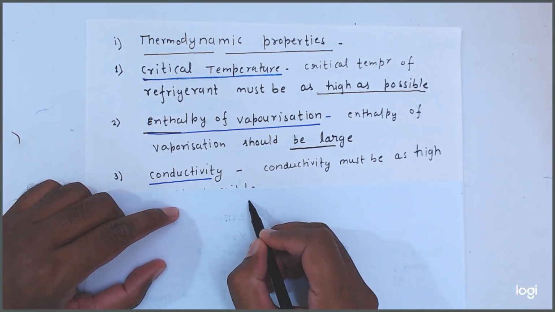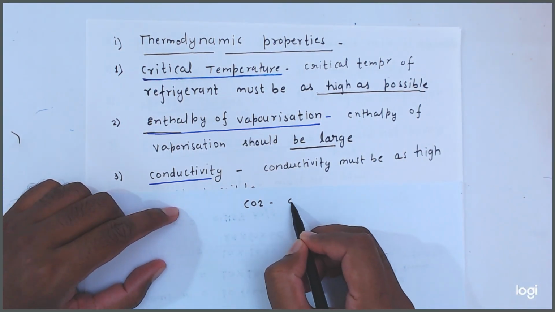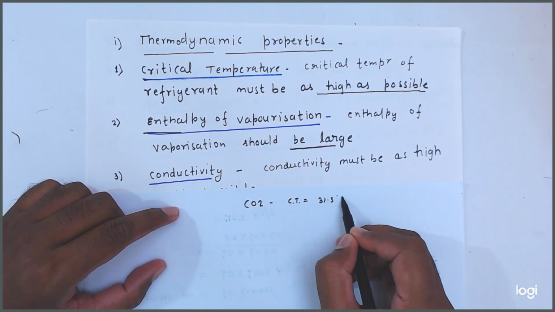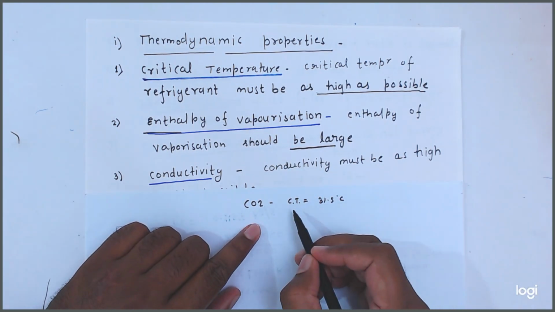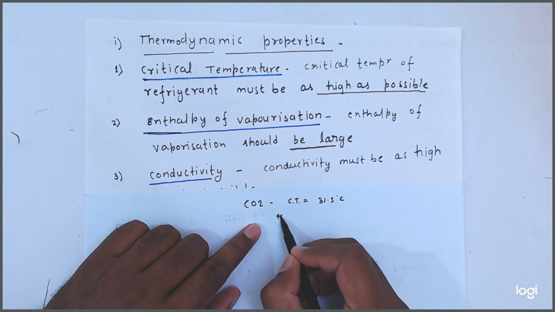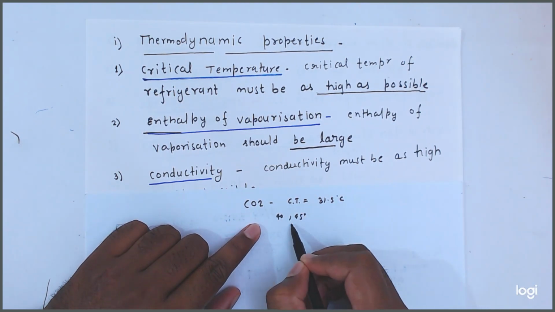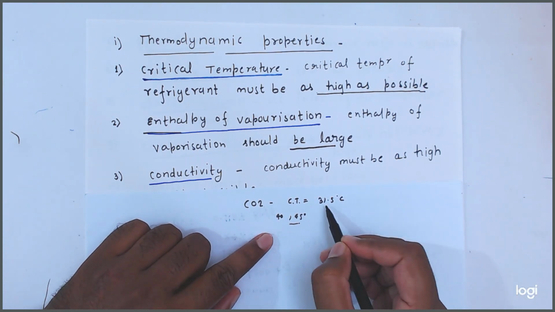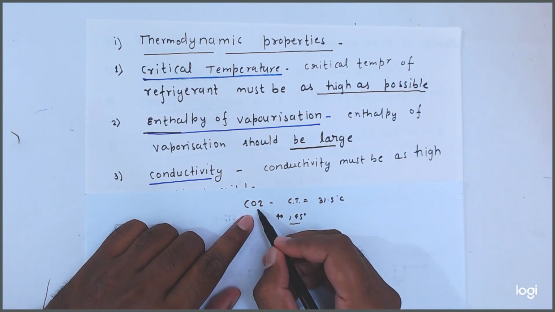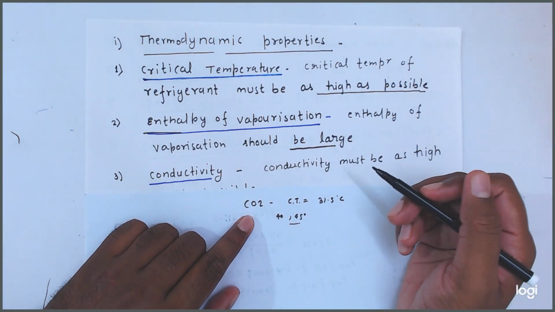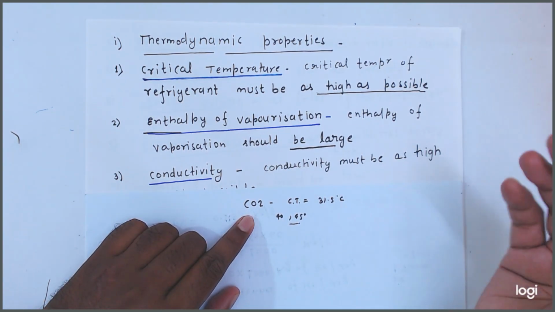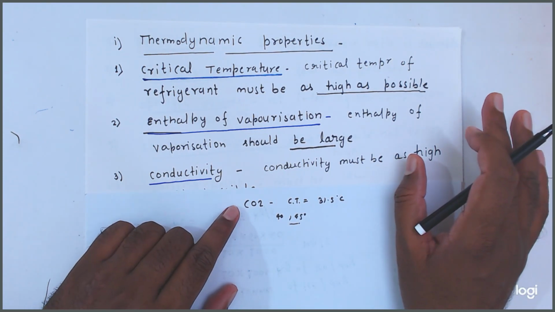For example, CO2: its critical temperature is 31.5 degrees centigrade. So, friends, as you see in our environment, the temperature is 40 degrees centigrade, 45 degrees centigrade. So how can we use this? Because above 31.5 degrees centigrade, the CO2 will be in the vapor form, and it will not condense. However much pressure you give, it will not condense. So it is not recommended.